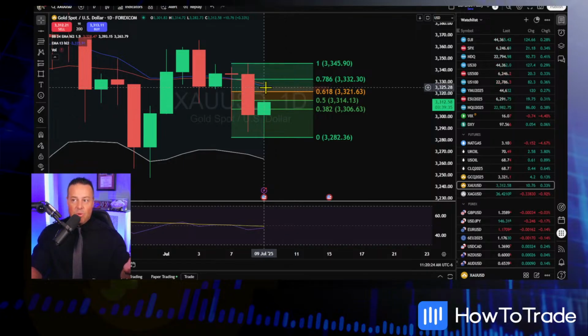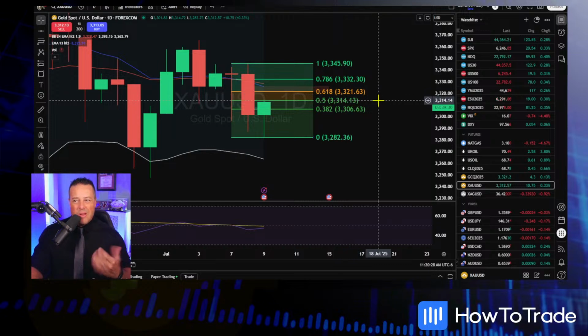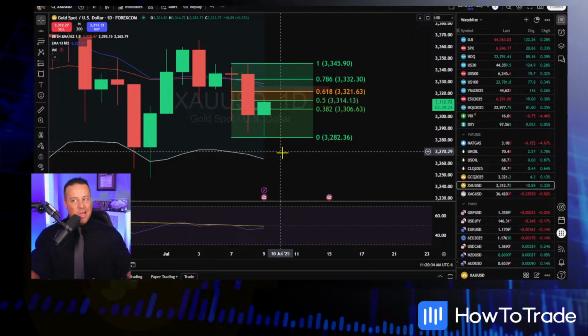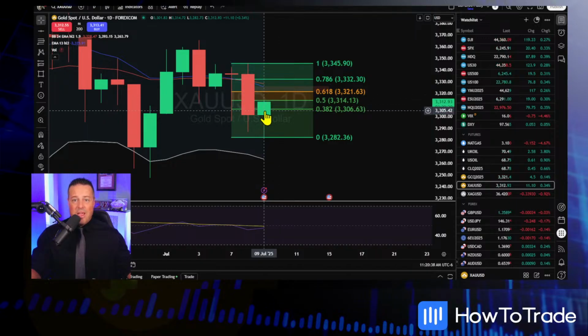In any case, this pullback zone right up here, 33.25. That's a great short. 33.21, maybe a little bit premature. Depends on how big of a kick we get out of these FOMC minutes. But that's how I would be trading gold. I wouldn't be buying yet. I would be looking to fade this daily range.